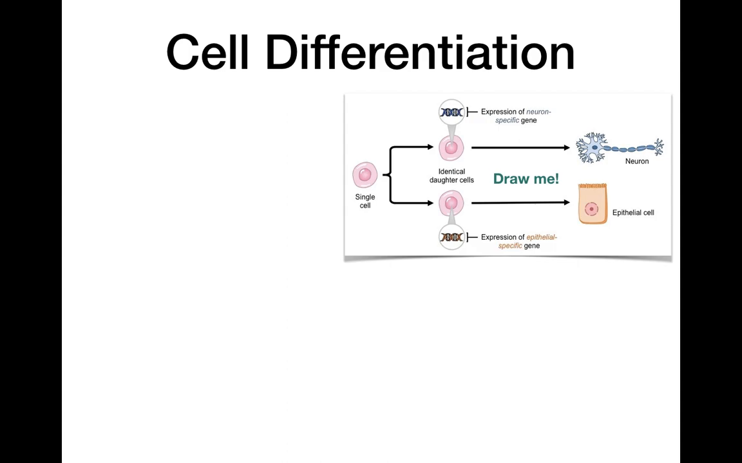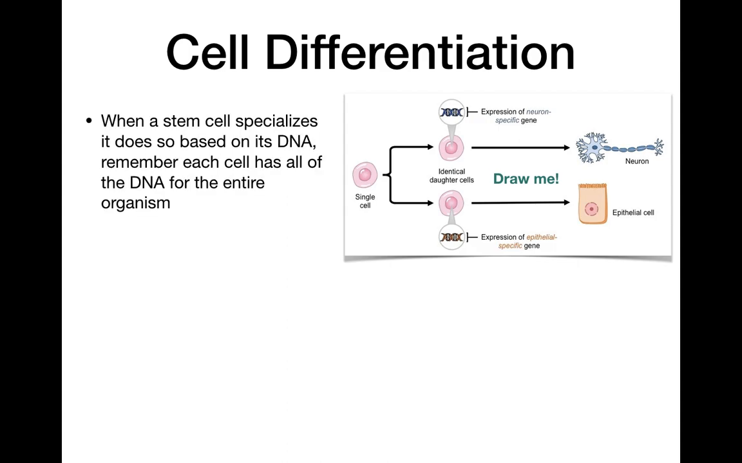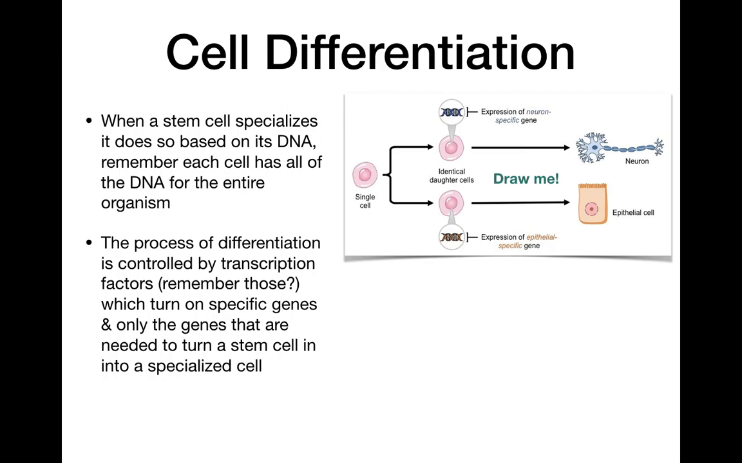Okay, so on to the next part, which is about cell differentiation. So when a stem cell specializes and differentiates, becomes a certain kind of cell, it does so based on the DNA. Now remember, every single cell has all of the DNA for the entire organism, for every single type of cell that exists. But we don't want to copy all of that DNA. That's very wasteful, right? We only want to copy the stuff we need. So what happens is we have transcription factors that are going to turn on specific genes and turn off other genes, so that way a stem cell can turn into a certain kind of cell.